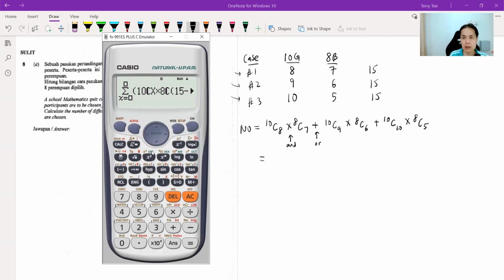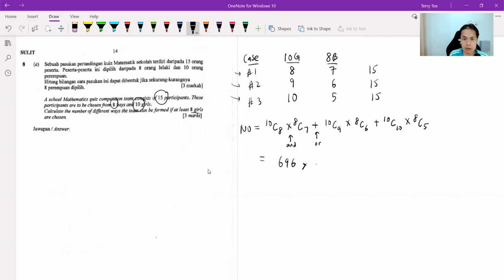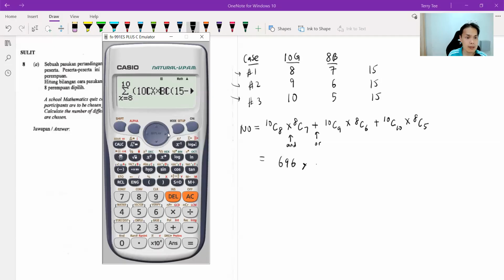Now I'm going to move this down and I'm going to put from minimum 8 girls to maximum 10 girls. And my answer is, oops, I must have typed in wrongly somewhere. All right, 8C 15 minus X. I think I forgot to close the bracket here. There you go. 696. Now you can use the manual way. If you type in the manual way, you get the same answer. It's just that sometimes when you type the manual way, it's a bit long and we tend to type wrongly sometimes. So we use this function. In a way, it's easier and faster.